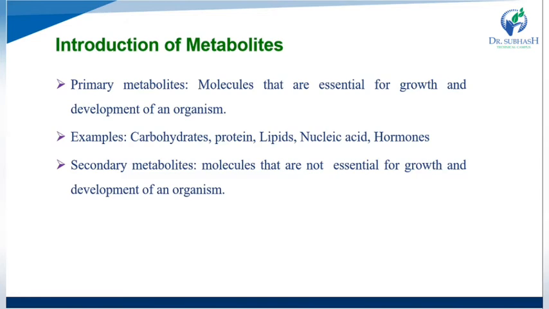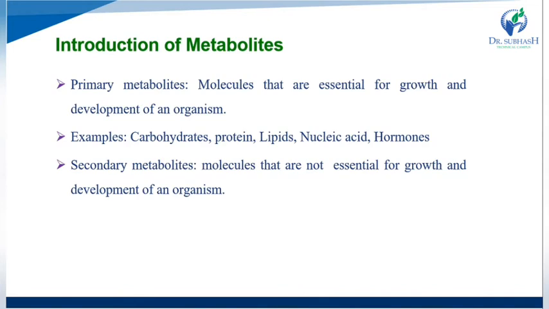So what are primary metabolites? Molecules that are essential for the growth and development of the organism. Any molecules that are essential for the growth and development of that particular organism are called primary metabolites. Examples are carbohydrates, proteins, lipids, nucleic acids, and also hormones. These all are primary metabolites.